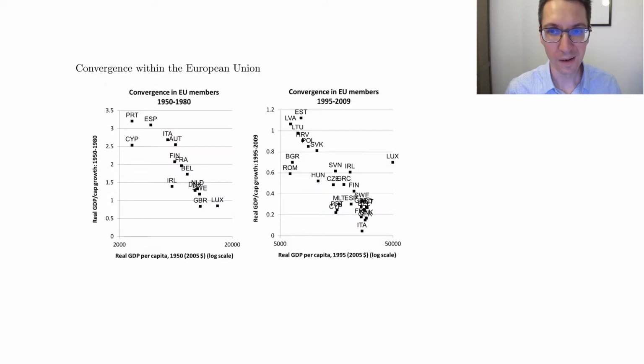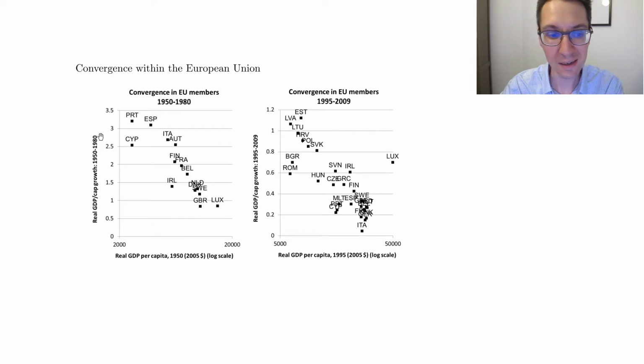Finally, let's look at the same thing for the European Union. So here on the left graph are the first joiners in the union, and on the right graph are the later joiners. So here, as you can see, it's GDP per capita in 1950, 2005 dollars in log scale. And this is real GDP per capita growth between 1950 and 1980.